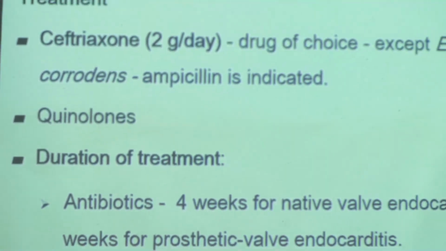So we come to the end of this chapter. What is the most common cause of native valve endocarditis? Staphylococcus aureus. If it is a prosthetic valve, then CoNS, that is coagulase negative Staphylococcus. If it is an IV drug user, then again Staph aureus.